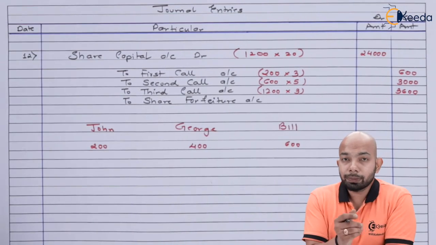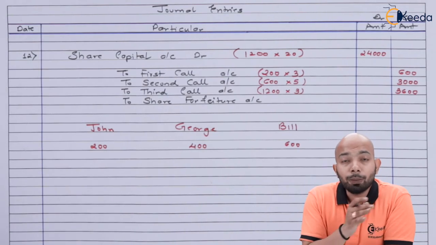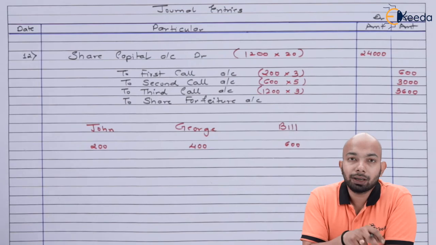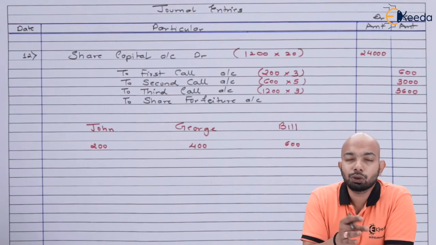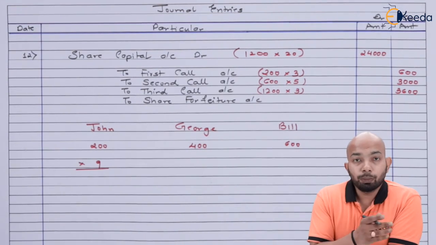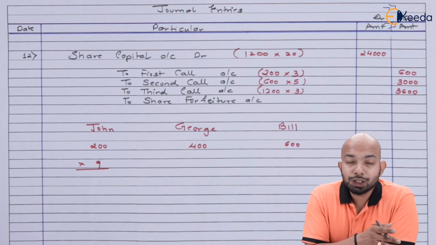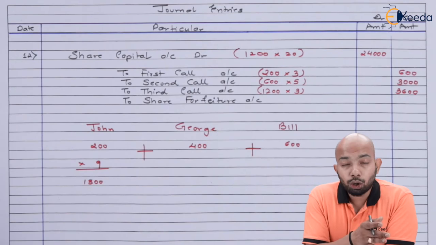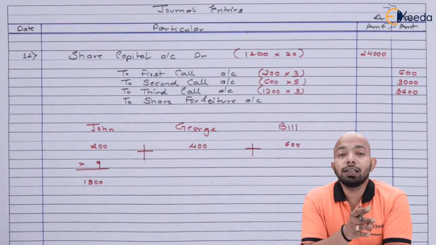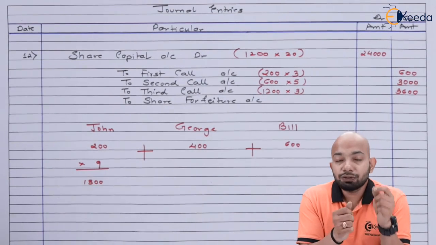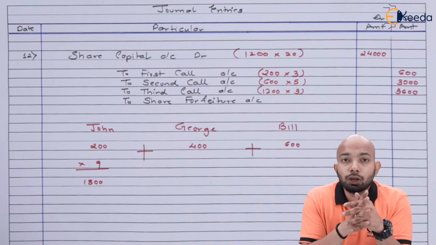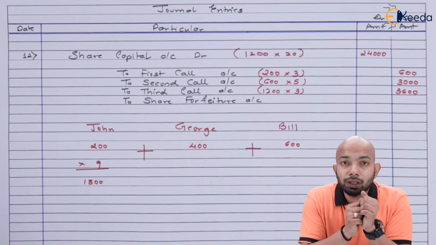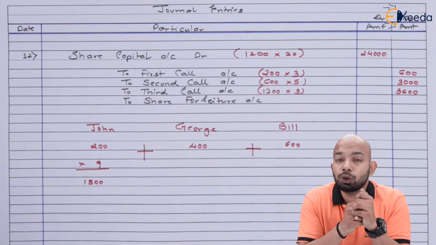So John, George, and Bill, 3 sections have been created. How much money have they already paid up? John has paid application and allotment. That means 4 plus 5, that gives you a total of 9 rupees he has paid up. So if you multiply 9 with 200 shares, that will give you a total of 1800 that he has already paid up. Now for George, he has paid up until first call. That means 5 rupees on application, 4 rupees on allotment, and 3 rupees on first call. So let's total that. That will be 9 plus 3, that will give you 12 rupees.